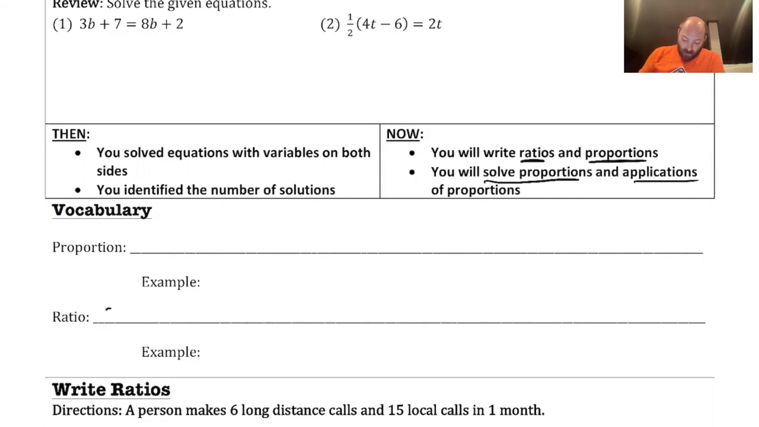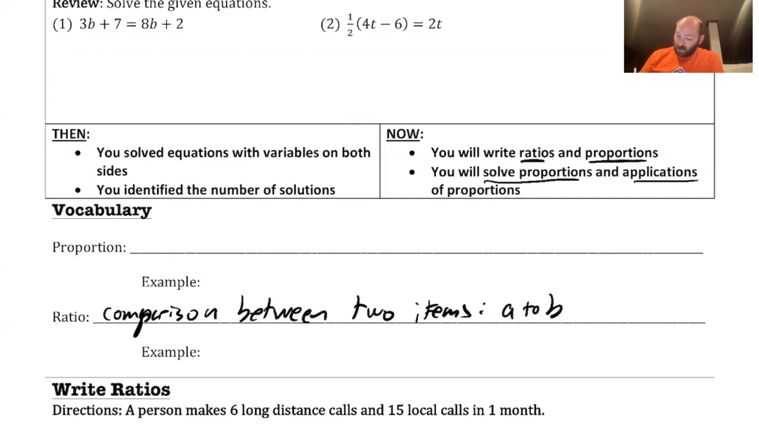A ratio is a comparison between two items. We can write that in three ways. For example, we can do A to B. I'm just going to use two variables here. I can do A colon B, and I can do a fraction, A over B. These are all for the ratio of A to B.